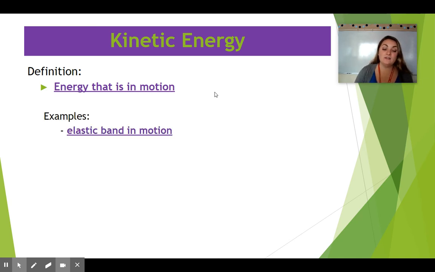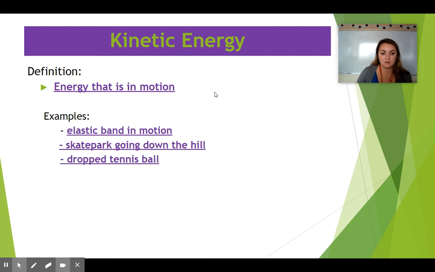Examples of that are the elastic band actually in motion. So when we stretch, that's potential. As soon as we let go and it starts to fly and it's moving, that is kinetic energy. At a skate park, when you are going down the hill, that is kinetic energy. When you actually drop the tennis ball and the tennis ball is falling to the ground, that is kinetic energy.